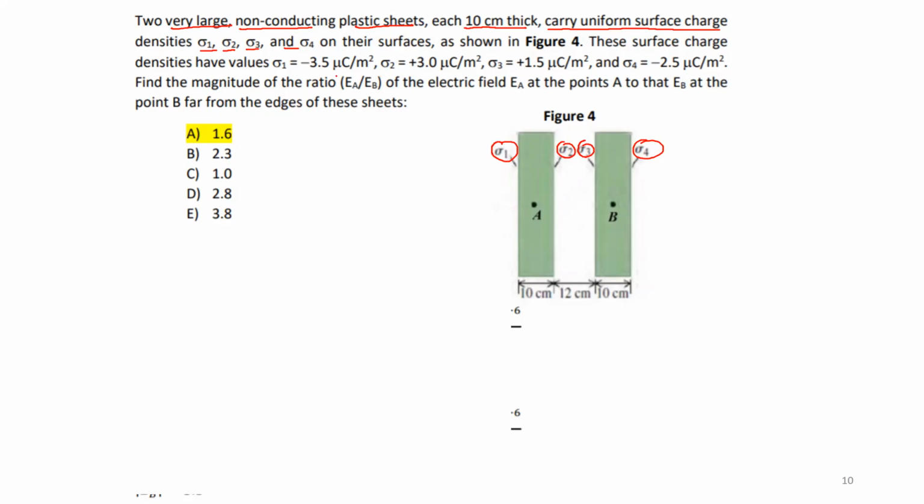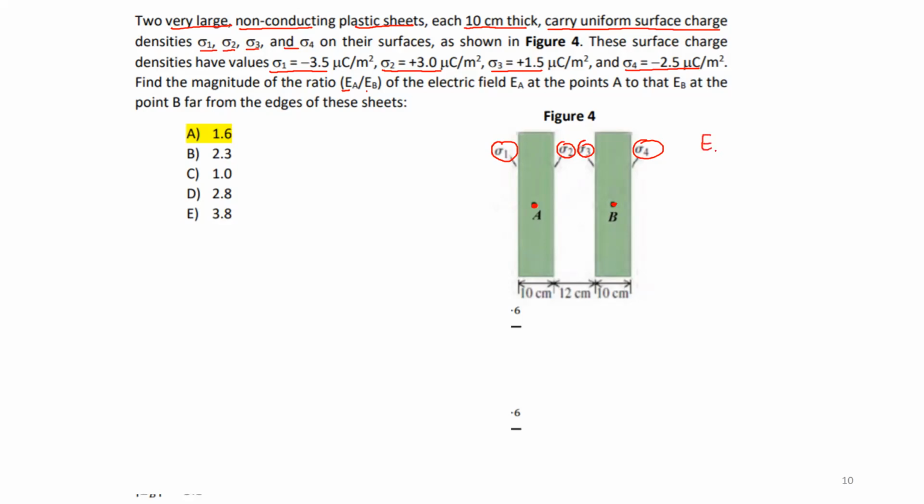These surface charge densities have values: sigma 1 is negative, sigma 2 is positive, sigma 3 is positive, and sigma 4 is negative. The question is very simple. Find the magnitude of the ratio EA divided by EB of the electric field at points A and B that are not far from the edges of this sheet. Basically, I have A and B here. So first I need to find the electric field here at A and the electric field here at B. Let's find them.